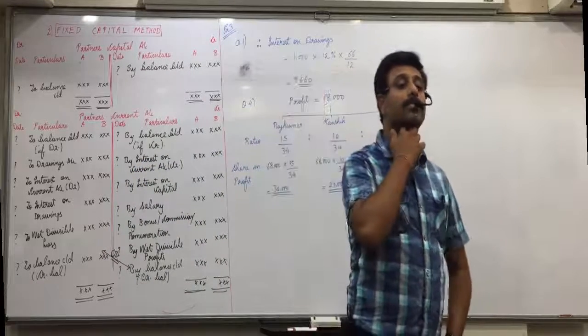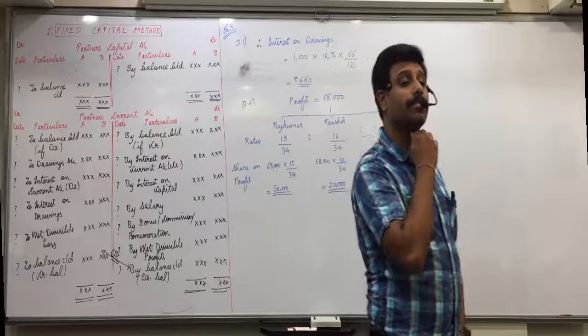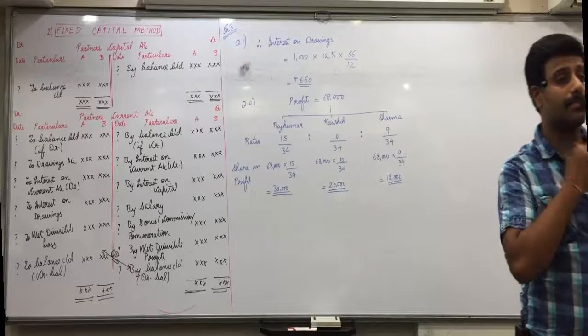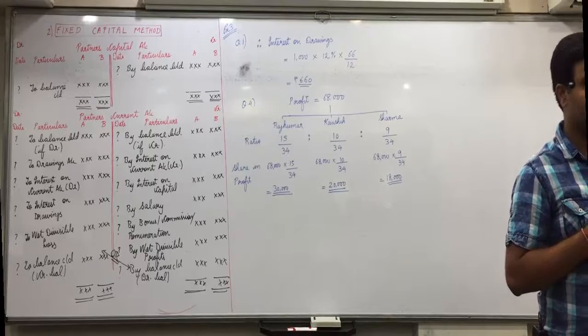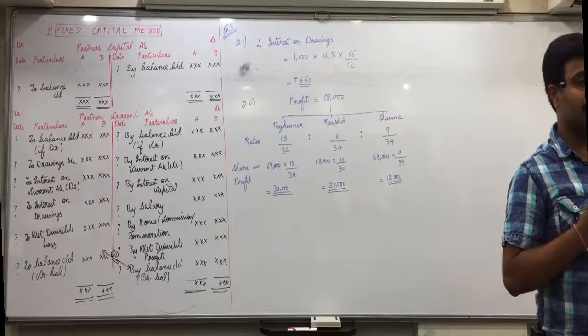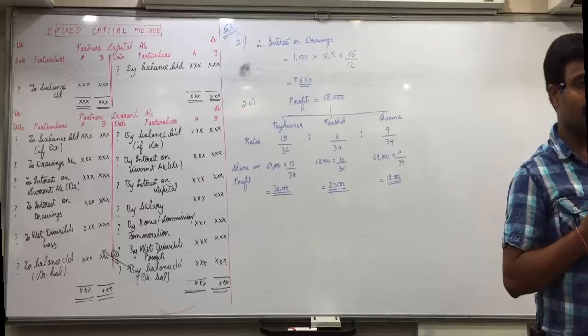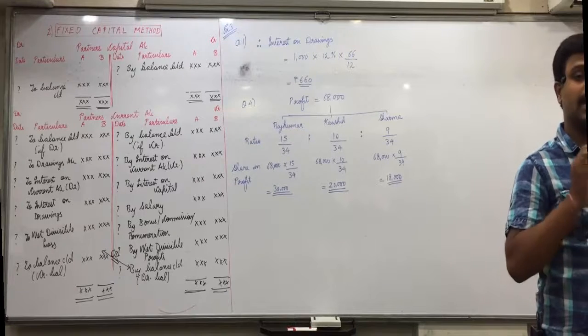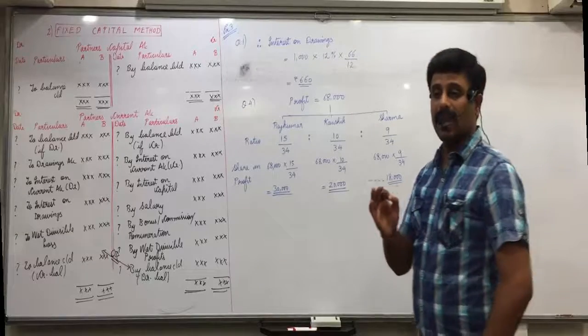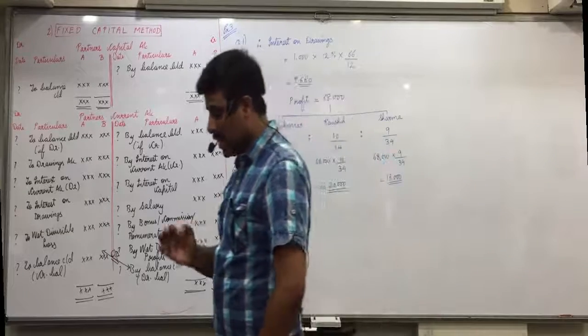Then, Dhruv, second formula. Sigma x minus x bar, y minus y bar, upon n into sx into sy.